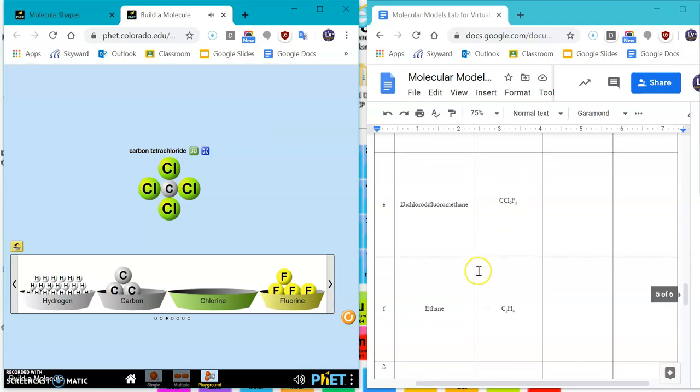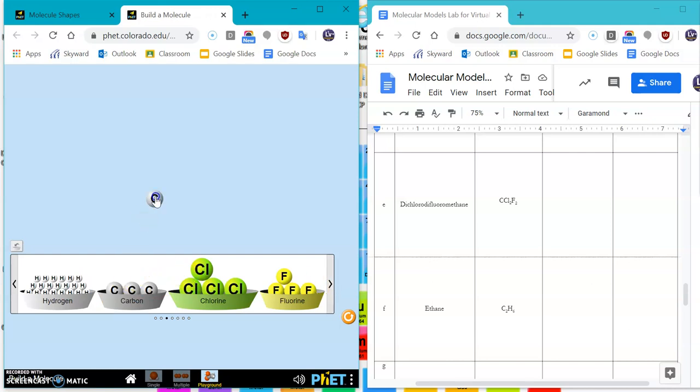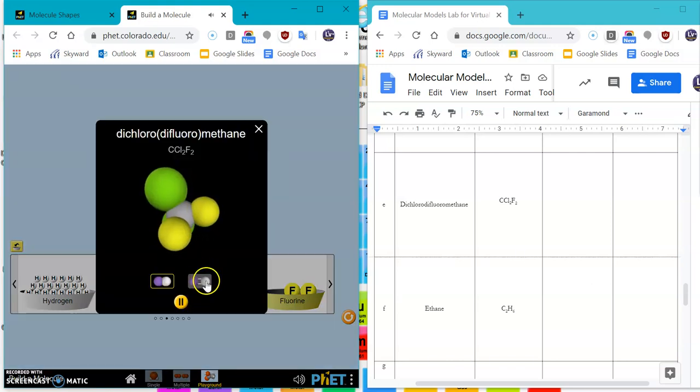Okay. And then you have your dichlorodifluoromethane. 1 carbon, 2 chlorines, 2 fluorines. So if you come over here, 1 carbon, 2 chlorines, 2 fluorines. Difluoromethane. Pretty.